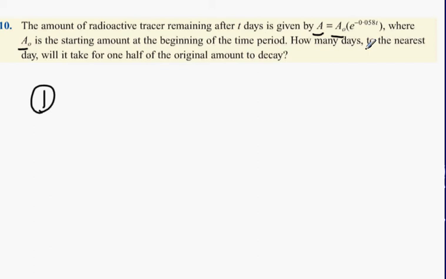After how many days, to the nearest day, will it take for 1/2 of the original amount to decay? For example, if we had 20,000 at the start, we're looking for how much time it takes to go down to 10,000. Because we don't know the number, we say the original amount is A0 and the amount we're looking for is half of A0. Would you agree with that? Yeah, because it's half the original amount. So A equals a half of A0, because the current amount needs to be half the original amount.